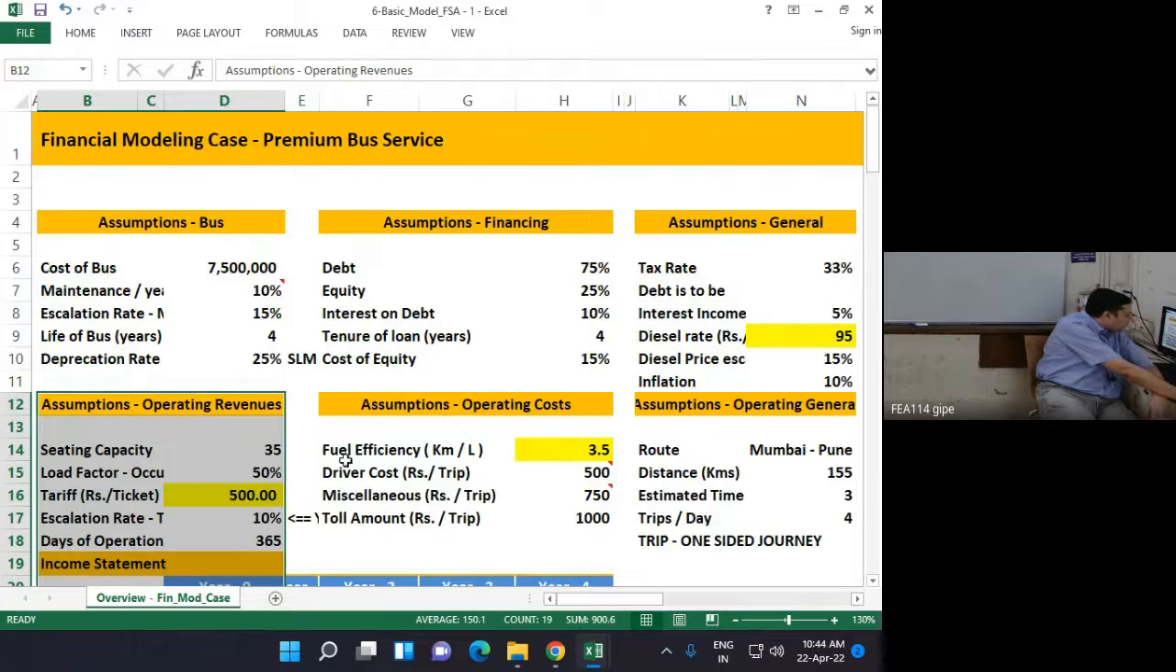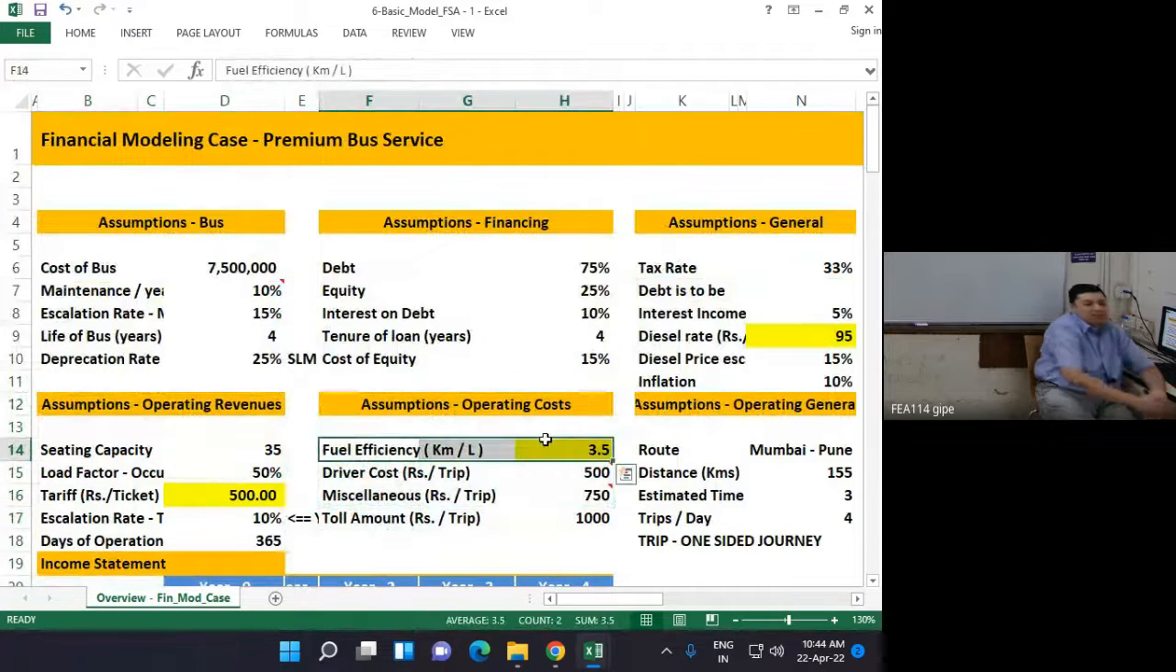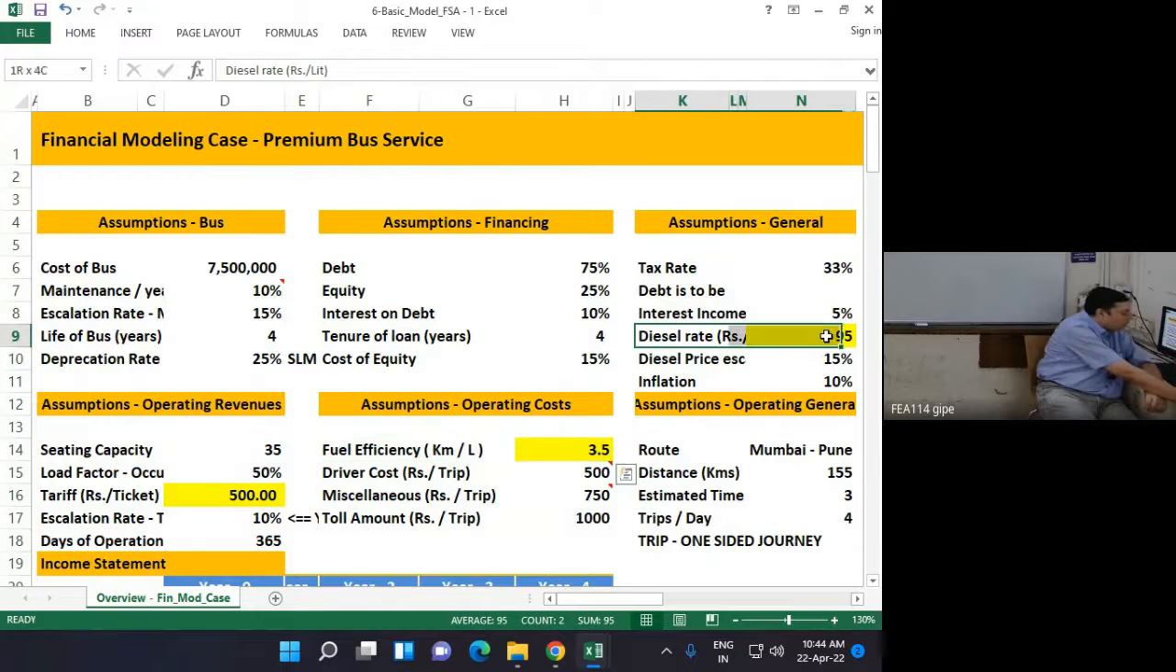Then, what are my costs? So first and foremost expense is going to be fuel. Bus fuel economy is 3.5 km per liter and the price of diesel is 95 per liter. We are considering diesel will increase at 15%. General inflation 10% है, diesel का हम 5% extra, 15% से महंगा होगा diesel, ये consider करें.